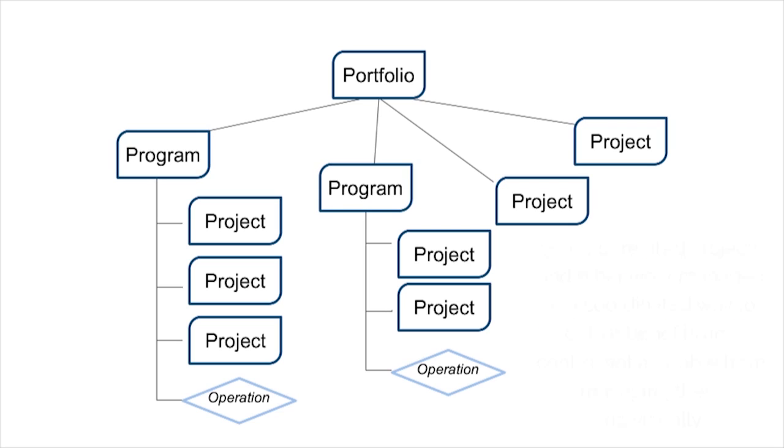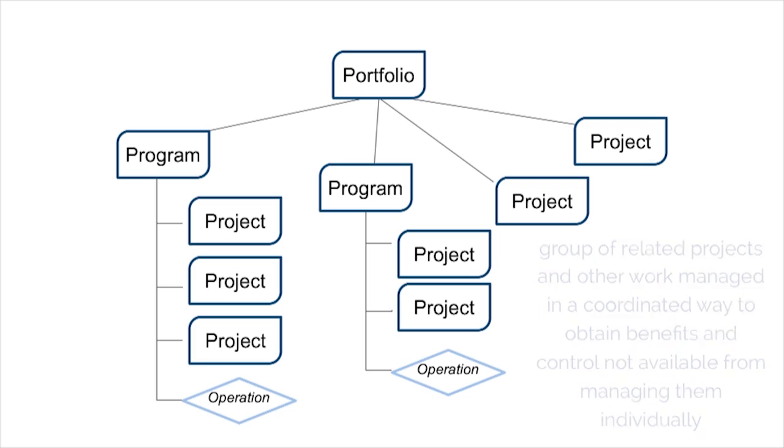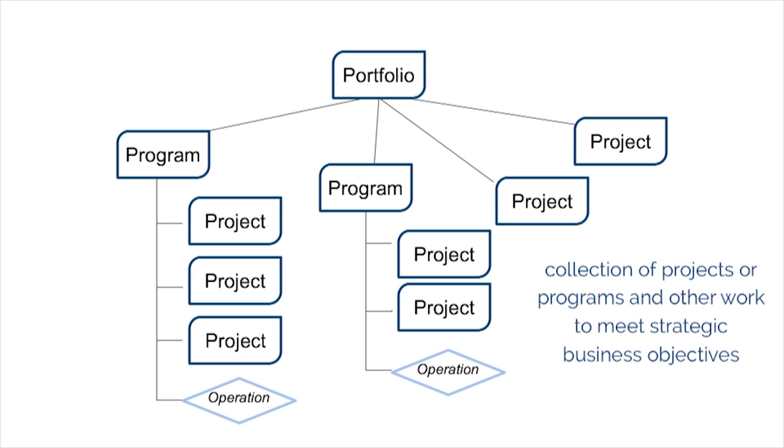A program is a group of related projects and other work that is managed in a coordinated way to obtain benefits and control that is not normally available when managing them individually. And a portfolio, as you can see here at the top, is a collection of projects or programs and other work to meet strategic business objectives. Projects or programs of a portfolio may not necessarily be directly related.